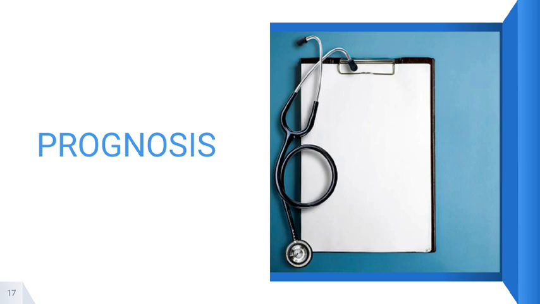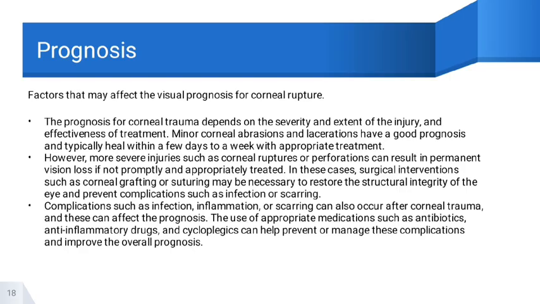Now to the prognosis part. Factors that may affect the visual prognosis of the corneal rupture. The prognosis of corneal trauma depends on the severity and the extent of the injury and the effectiveness of the treatment. Minor corneal abrasions and lacerations have a good prognosis and typically heal within a few days to a week with appropriate treatment.